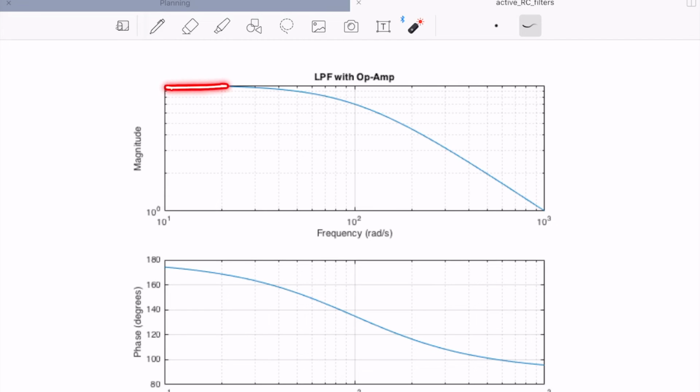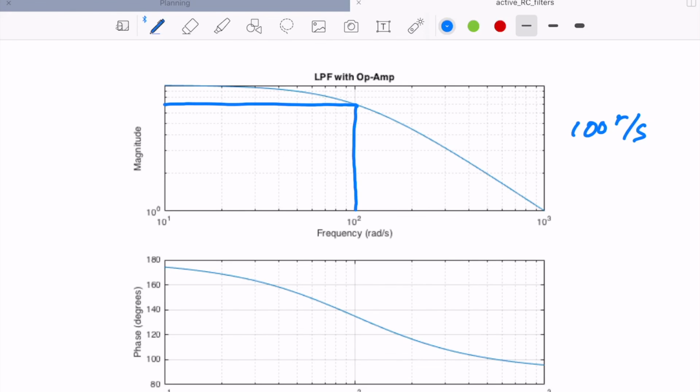Basically, we look at this. This is where it's flat at the top, which is around 10 to the 1. 3 dBs down would be 7. Okay, let's go ahead and look at that a little bit. 1, 2, 3, 4, 5, 6, 7. So that is 7, which is 3 dB less than 10. Then I can look down here, and I can see that that corner frequency is at 100 radians per second.